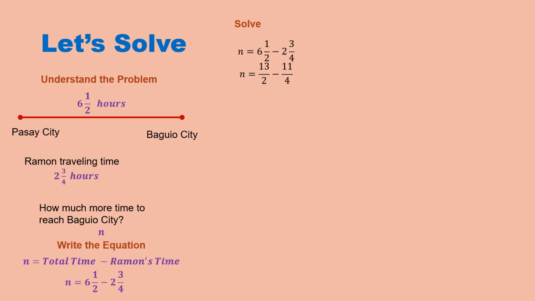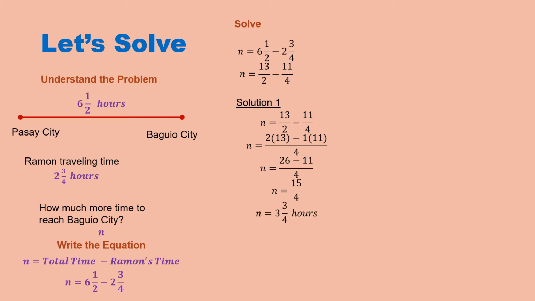The first solution is using LCD. So solution 1, you have now 13/2 minus 11/4. Their LCD is 4. So 4 divided by 2 is 2, times 13. We're able to see 2 times 13 there. Next, 4 divided by 4 is 1, so 1 times 11. Multiplying 2 and 13, that's 26, and 1 and 11. So 26 minus 11 is 15 over 4, or 3 3/4 when you convert that into a mixed fraction.